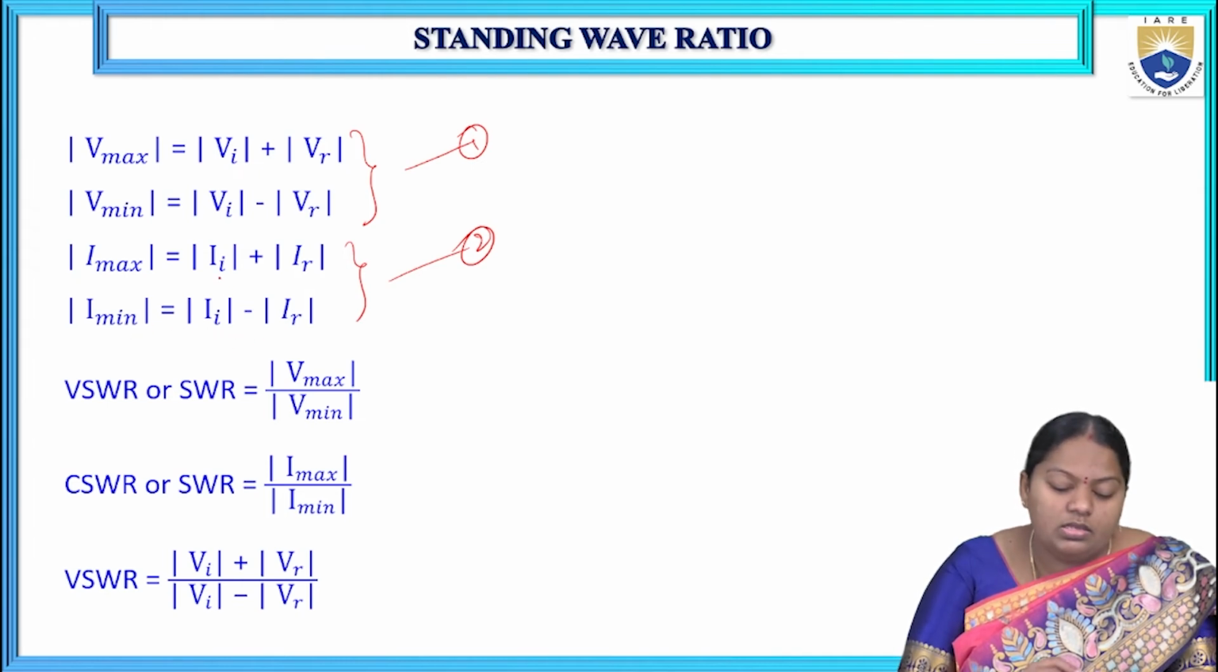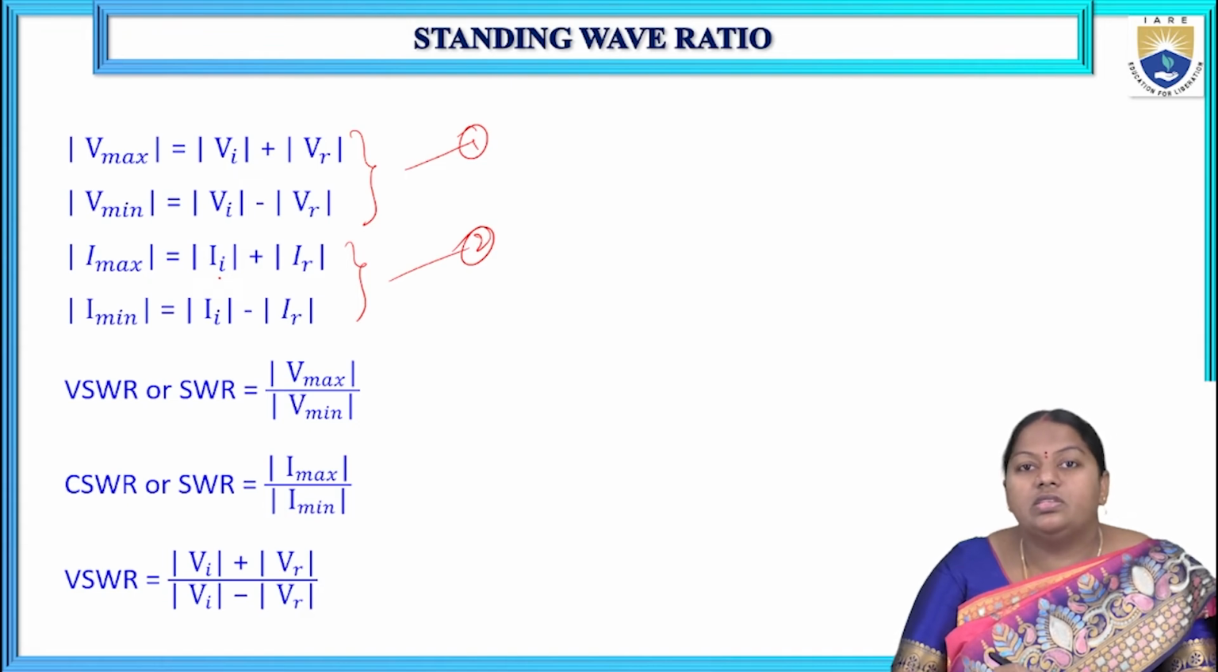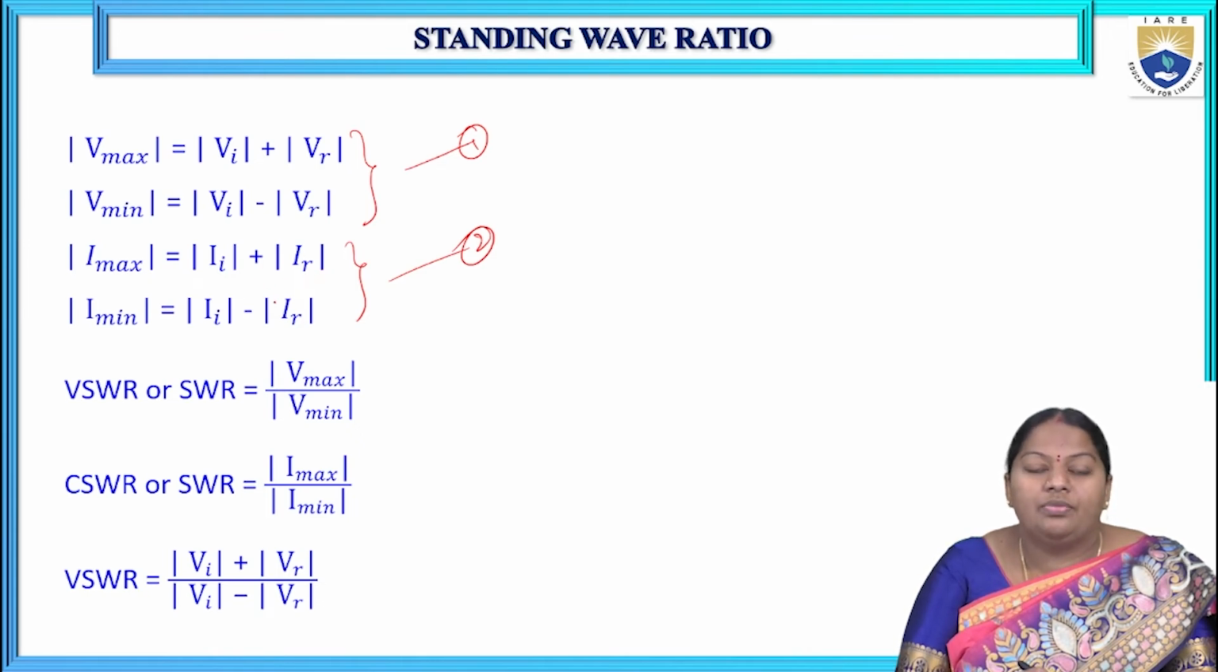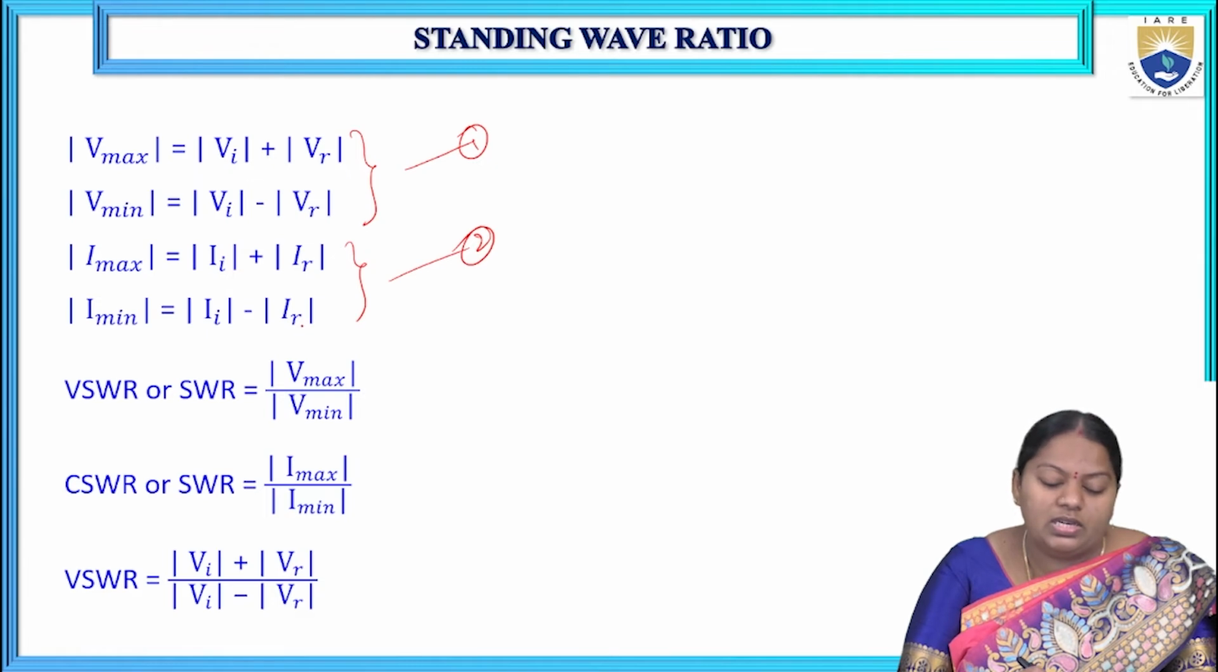Similarly here also, I and R stand for incident wave and reflected wave currents. I maximum can be obtained by combining the maximum positions of both the incident wave and the reflected wave, and I minimum is obtained when the reflected wave current is subtracted from the incident wave, right? So these are the two equations for voltages, and these two are for currents.